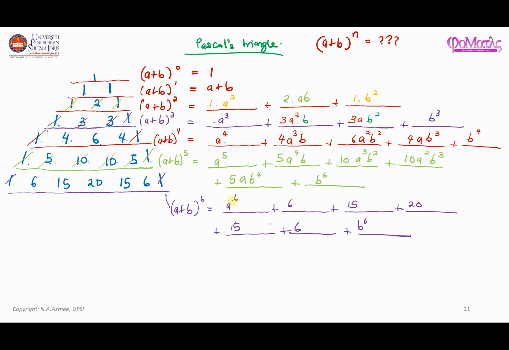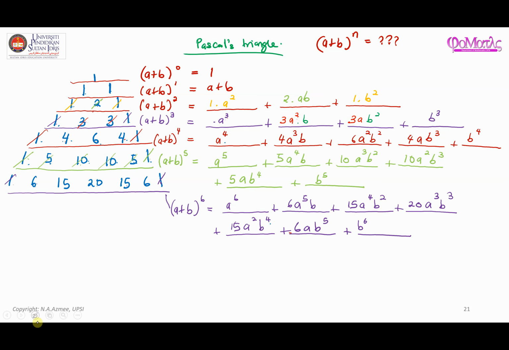Now here we have a to the power of 6 and the power will reduce. A to the power of 5, 4, 3, 2, 1, 0. A to the power of 0, which is just 1. Next, here is b to the power of 0. It is not stated here because we all know b to the power of 0 is just 1. So b to the power of 0, this here must be b to the power of 1, 2, 3, 4, 5, and over here is 6. Okay, and we are done. Now, how easy is that?